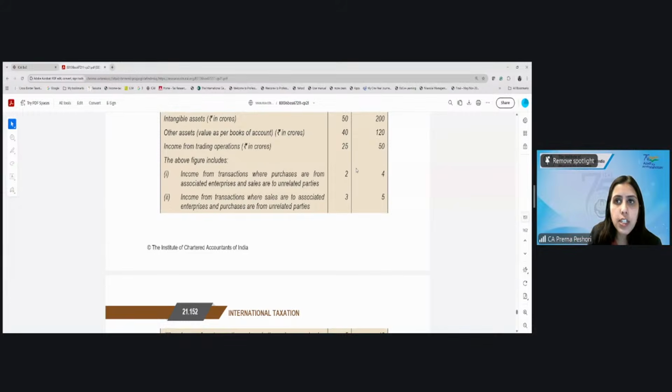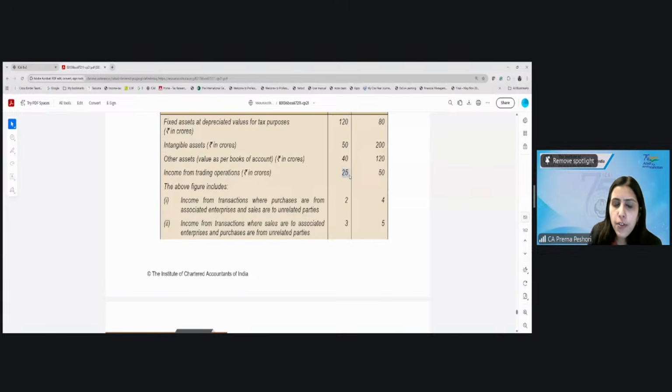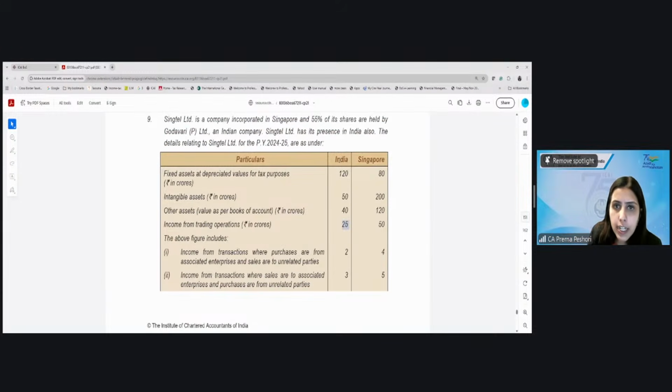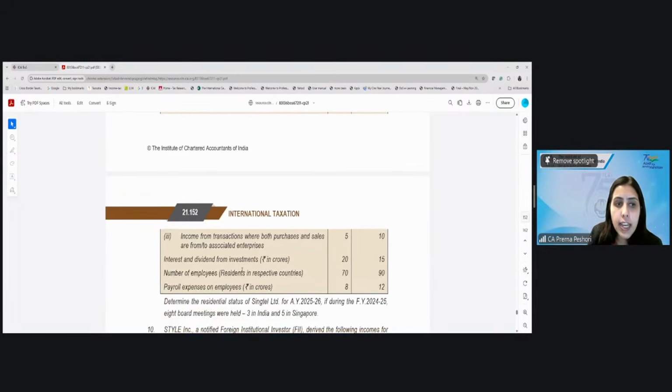How did you arrive at 110? Yes, very good. So this is 25 income from trading operation. This is in India and this 50 is in Singapore. So this is 75 plus interest and dividend 20 and 15. So this comes to 110. This is my total income.